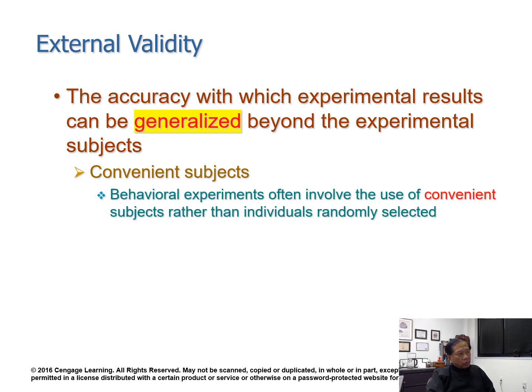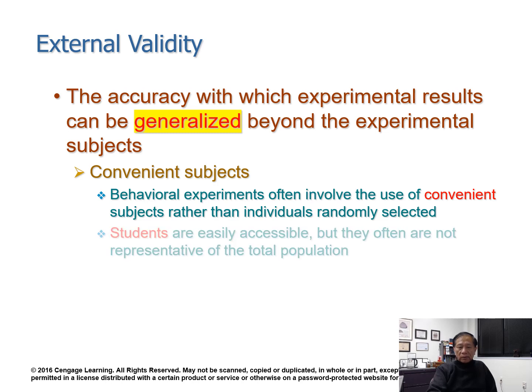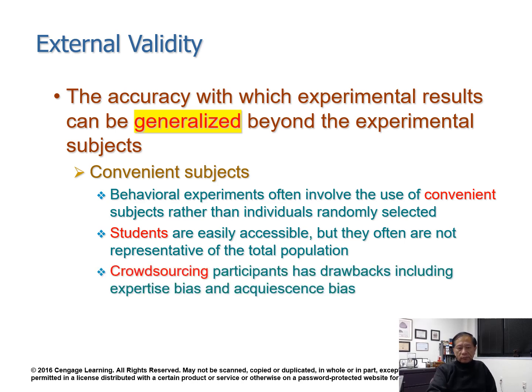Behavior experiments often involve the use of convenient subjects rather than individuals randomly selected. And if I use my students in my class as subjects, that would be convenient subjects, right? And that may not have good external validity because they're different from the people in the general public. Okay? Students are easily accessible, but they often are not representative of the total population, as you can see.